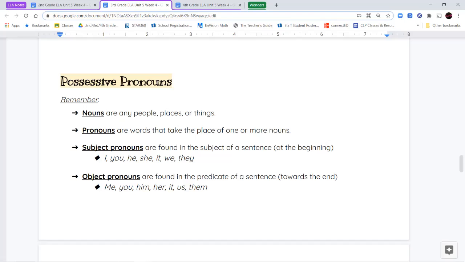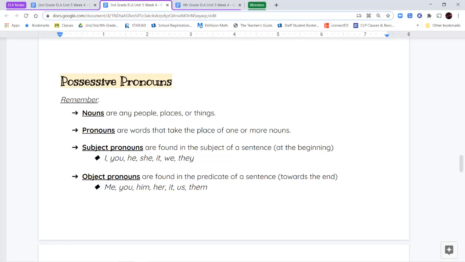Subject pronouns are specifically found in the beginning of the sentence. It's who or what the sentence is about. So it's what you would generally start a sentence with: I, you, he, she, it, we, or they. I like ice cream. You like ice cream. He likes ice cream. She likes ice cream. It, my puppy, likes ice cream. We like ice cream. They like ice cream.